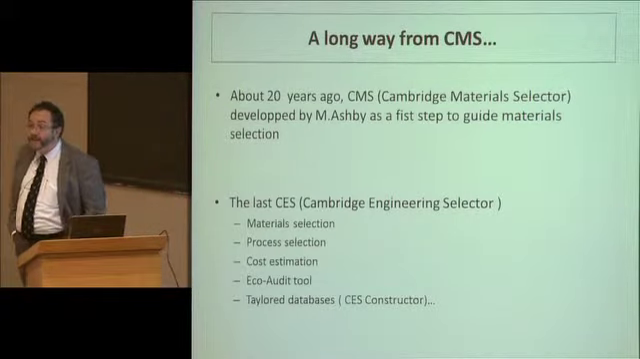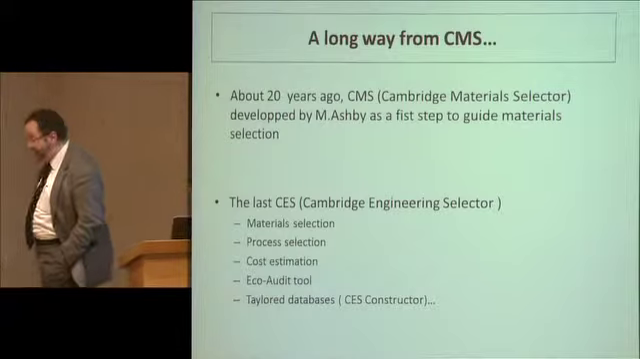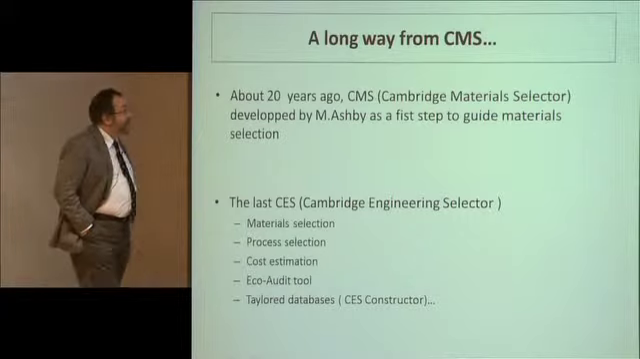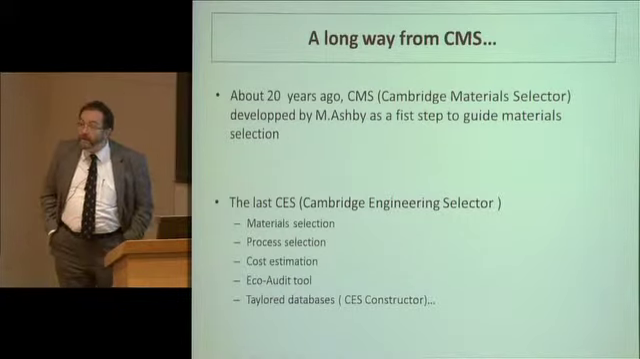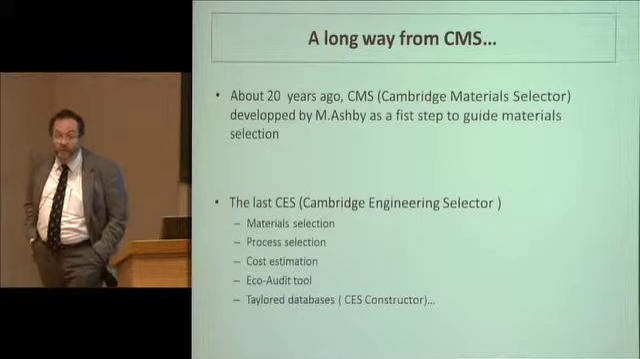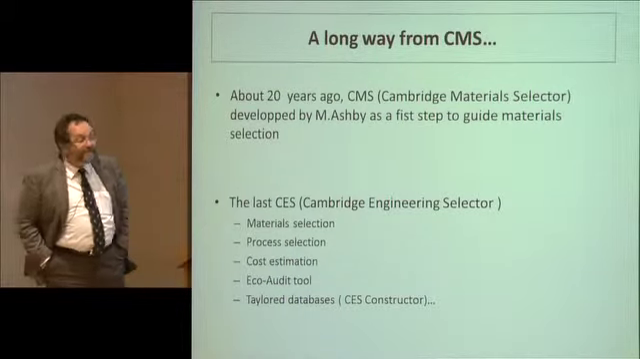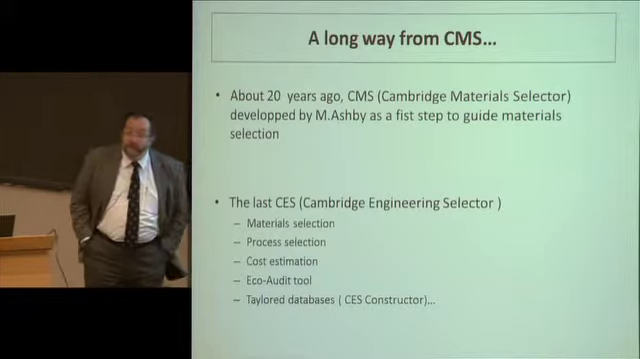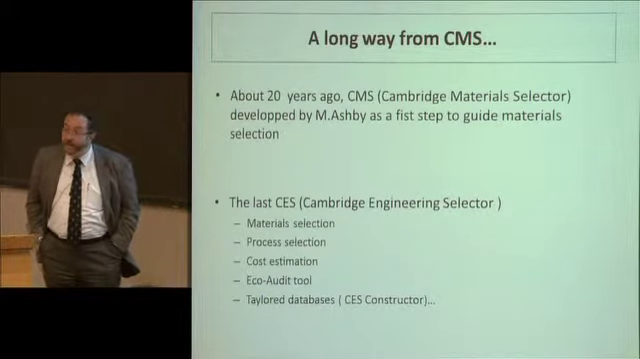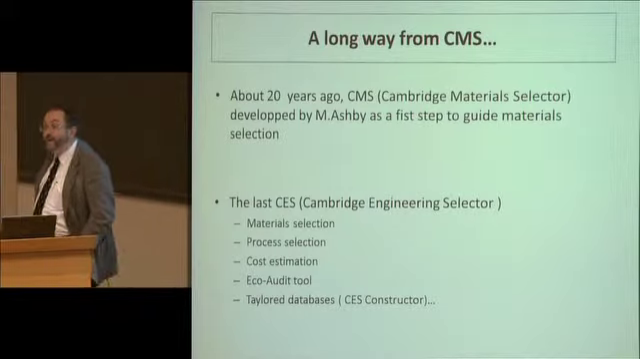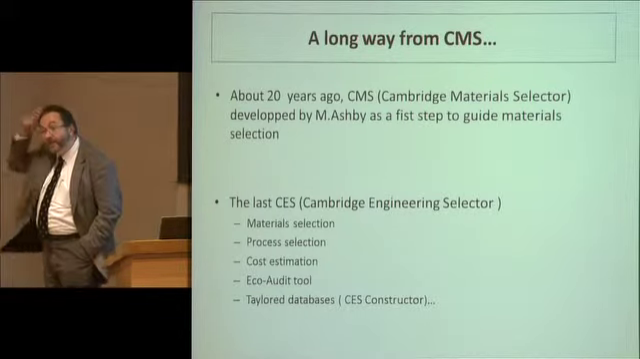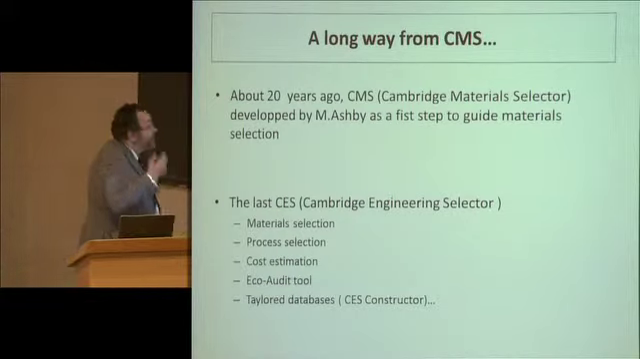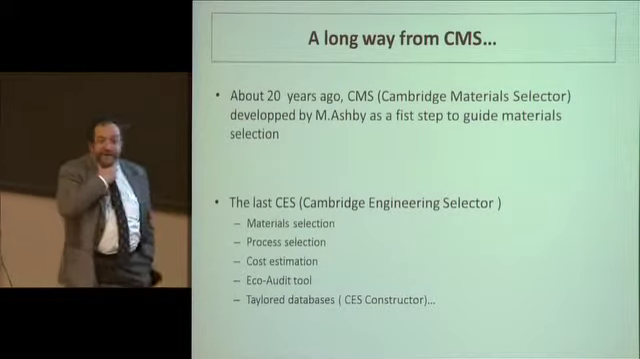There are databases of processes and their various attributes. What materials can they be used with, in what geometries, what rate. There's also a cost estimation tool. We'll discuss that later. How you can choose between the most cost-effective process. In recent developments, there is now also an eco-audit tool to assess the environmental impact. There will be a lecture specifically dedicated to the approach and its limitations. And a final characteristic is that now you can have tailored databases.